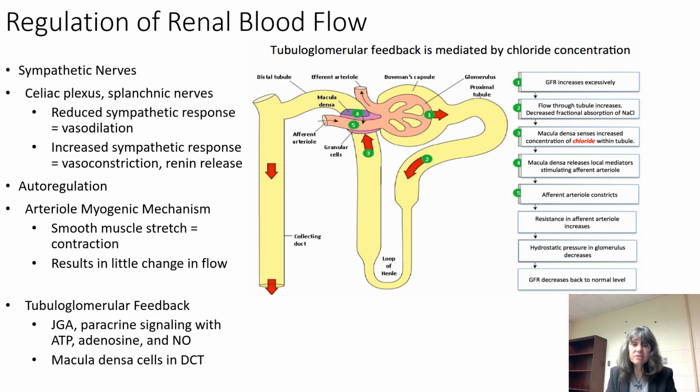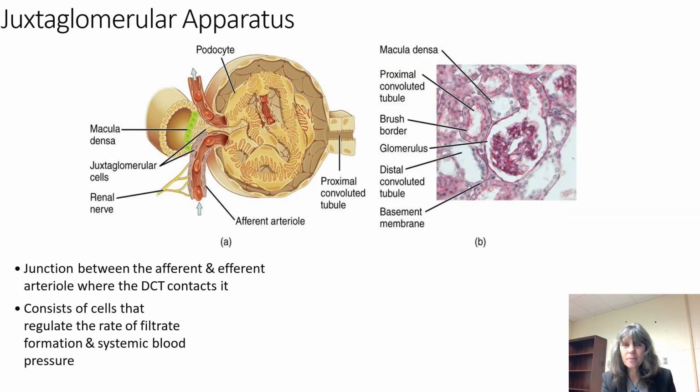Now, the juxtaglomerular cells can also perform paracrine signaling with adenosine triphosphate, adenosine and nitric oxide to also regulate the constriction or relaxation of those cells. And again, that's referred to as tubuloglomerular feedback. That's a mouthful. So again, looking at the juxtaglomerular apparatus, here we can see the macula densa cells. They're going to be monitoring chloride ion concentration. Here we have the juxtaglomerular cells.